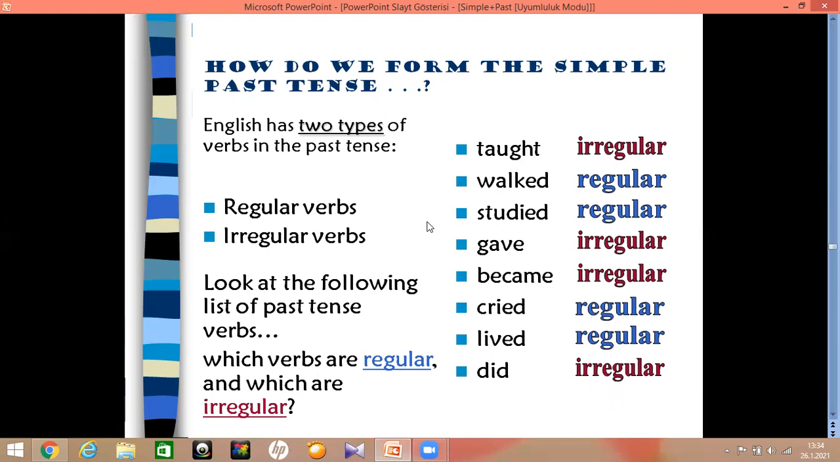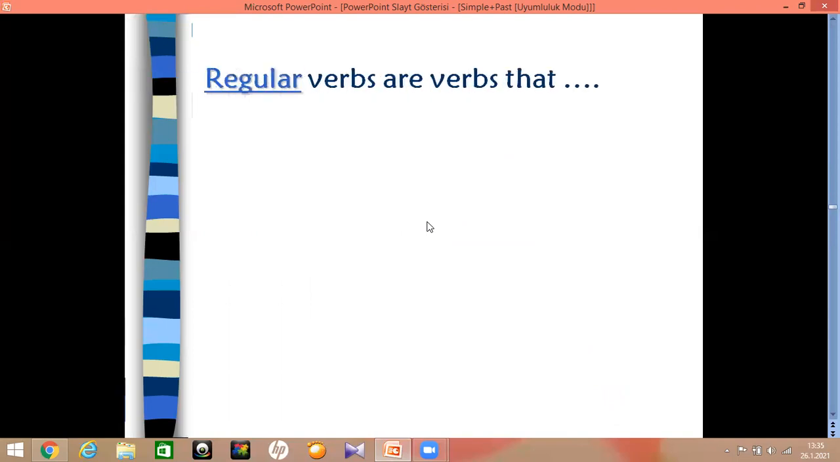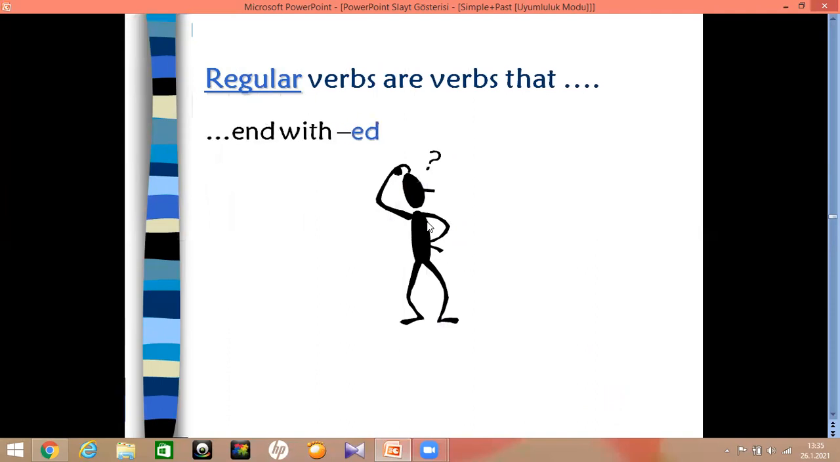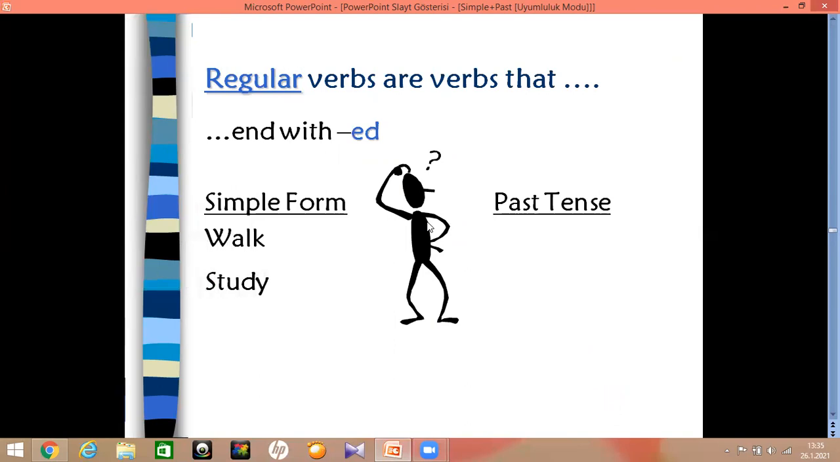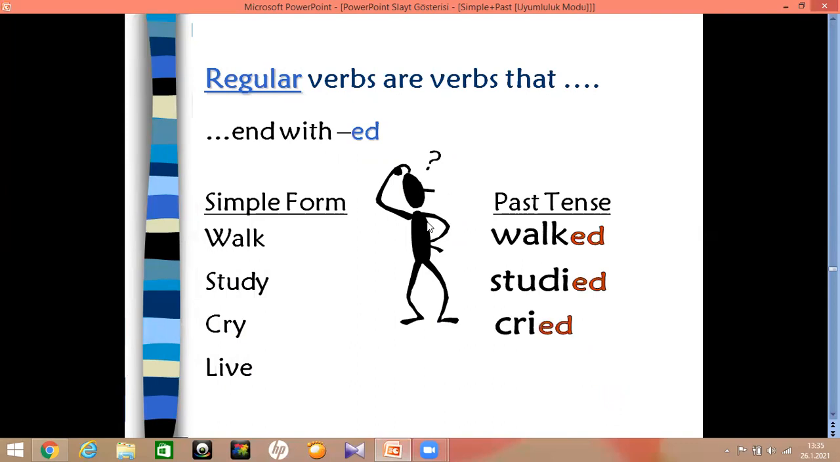As you see, the irregular verbs changed. Regular verbs are verbs that end with ed. Let's see the simple form and the past tense form. Walk, study, cry, live, and let's see the past tense form. Walked, studied, cried, lived.